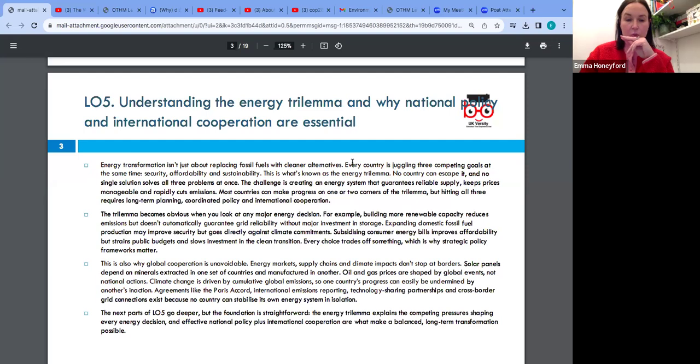This is also why global cooperation is unavoidable. We know that energy markets, supply chains and climate impacts don't stop at borders. It's one planet. We're all connected. We can't contain environmental problems in single countries. There will be an impact from one country to another. Solar panels depend on minerals extracted in one set of countries and manufactured in another. Oil and gas prices are shaped by global events, not national actions. Climate change is driven by cumulative global emissions. So one country's progress can easily be undermined by another's inaction.